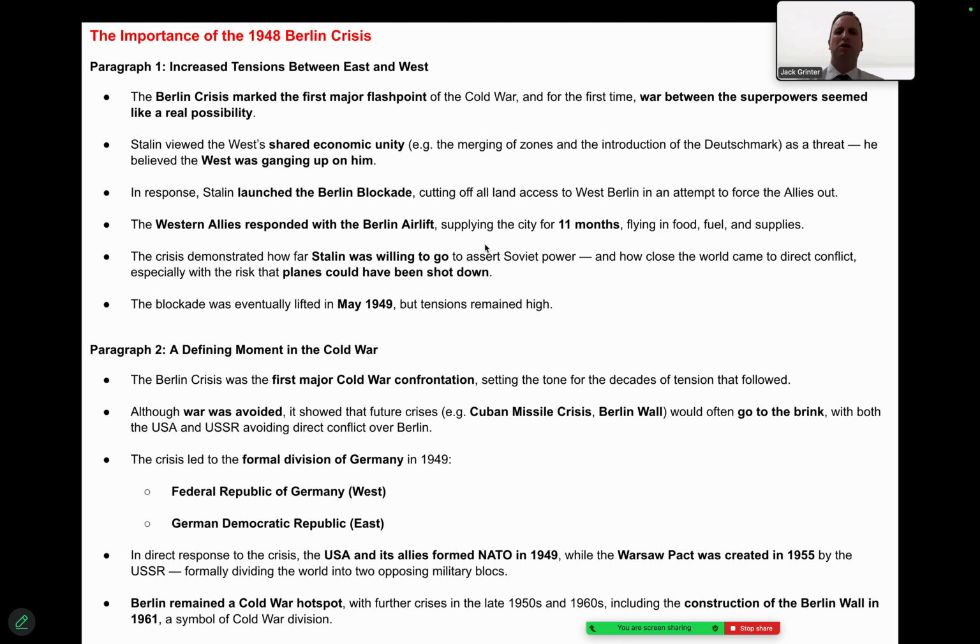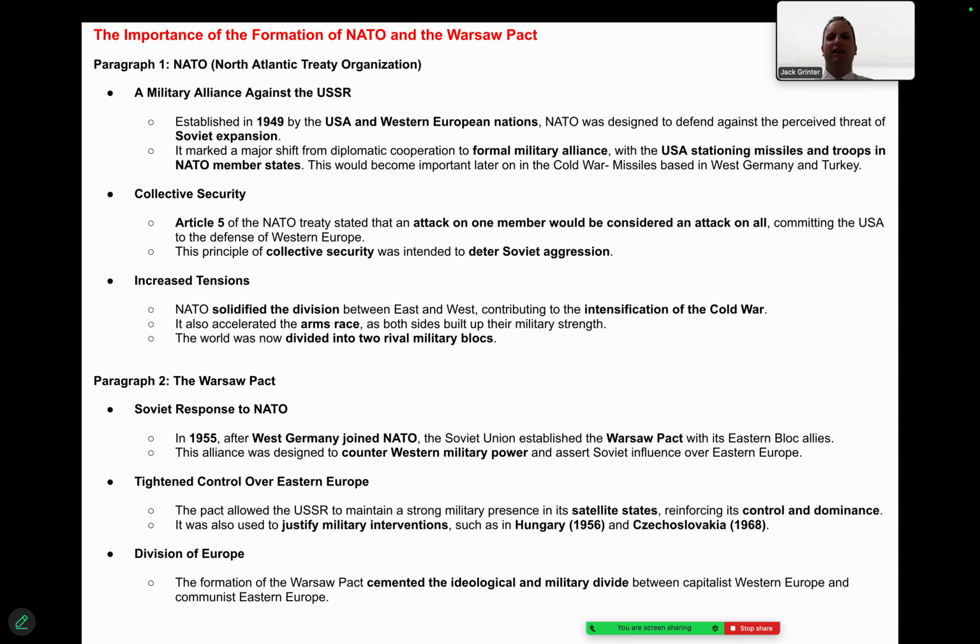So again, like other ones, paragraph 1, the short-term crisis, and the second paragraph, think of it more like long-term importance in the Cold War. And then why are NATO and the Warsaw Pact important? Well, you could get asked a question about just NATO or just the Warsaw Pact. What you'd write could be quite similar for both of them.